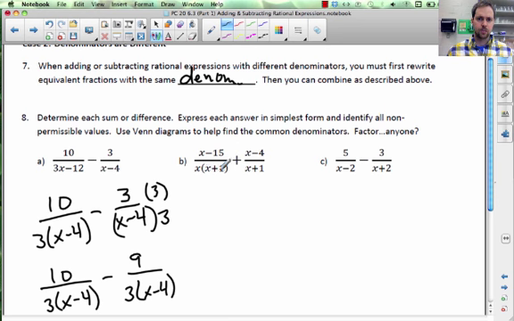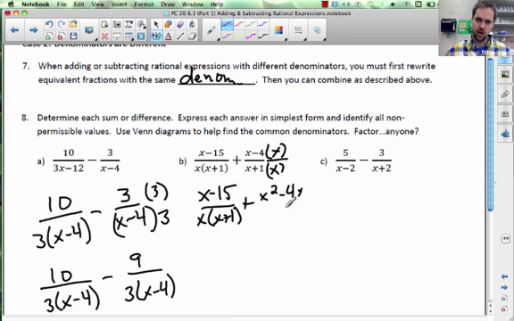Okay, this one. Now you see that we have a common x plus 1 in our denominators. The only thing is that this one is missing the factor of x that appears over here. So x minus 15 over x times x plus 1. So we're going to multiply this by x over x, so then our denominator is the same and our numerator will be slightly different. So this becomes x squared minus 4x in the numerator, and the denominator, of course, is x times x plus 1.